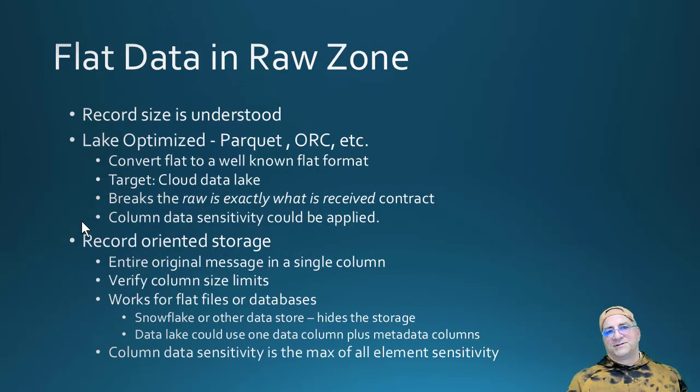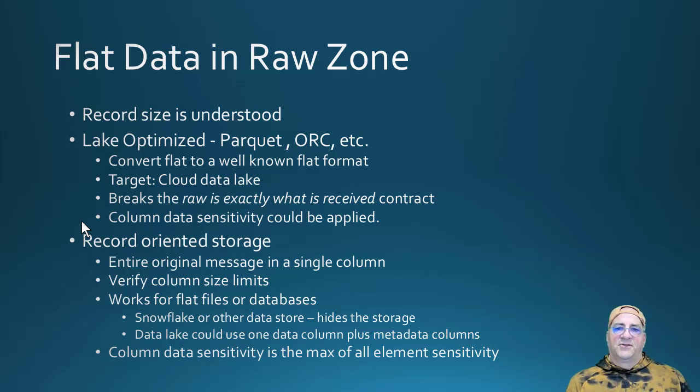All right, so let's walk through. The next 3 slides are really just going to be talking about the 3 data types. So the flat data in the raw zone, the record side is usually understood. I'm going to say there are 2 different options. It depends on what kind of data store you're going to use, whether you're going to use something like Snowflake, or Azure Data Lake, or AWS Lake Formation. Google's probably got something, but I never use it. And then lake optimized, right?